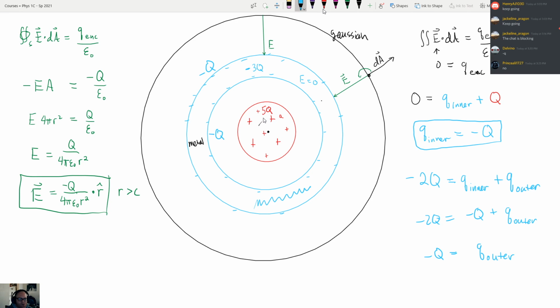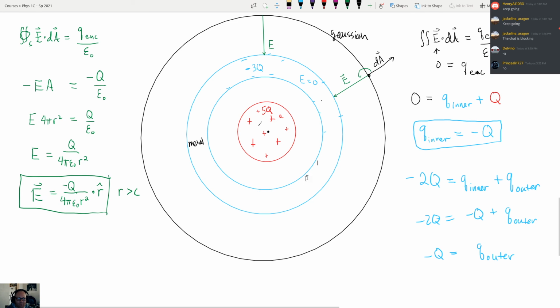I would say negative 3Q. No? Or someone else want to try? So I make this one positive 5Q. I make this one negative 3Q. Okay, and now we don't know how much charge is on the inside or on the outside. We don't even know if they're positive or negative, so I've got to get rid of all those too. Think about it for a second. How much charge would then show up?